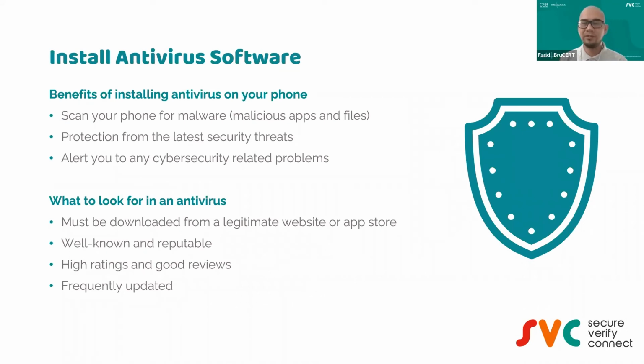If you install antivirus software, it can help scan your phone, or even your laptop, for malware and so on. Basically, malicious applications and files that you install to your machine. And then, of course, to protect your system from the latest security threats. And in a situation where you accidentally download malware, this antivirus software can alert the user to any cybersecurity related problem. If there are suspicious activities going on on your computer, it will notify you and so on.